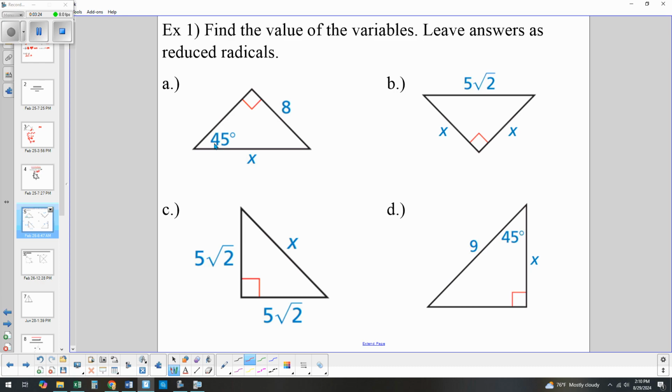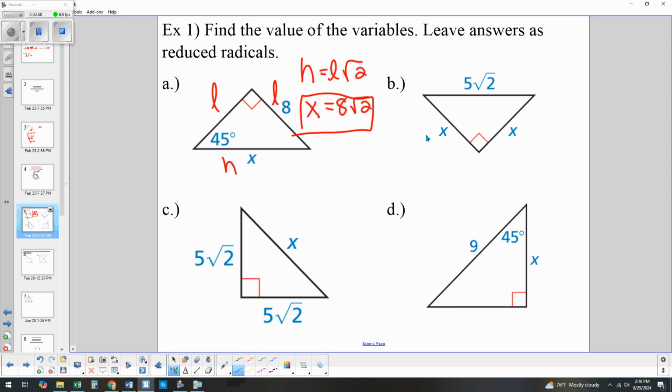Part A, it's a 45, 45, 90 because I see a 45 and a 90. So these 2 legs would both be 8. I'm going to label my sides with the L's and the H. I'm going to set up h equals L root 2, and I'm going to plug in. For h, I'm going to put in x. For L, I'm going to put in 8. And now I just have to decide, am I done? Is x alone? Are there any like terms left on the other side? The answer to both of those questions, x is alone, no like terms left, so we're done. X is just 8 root 2.